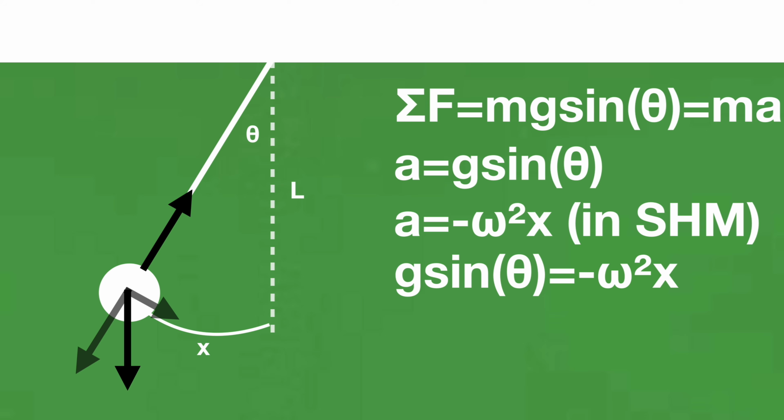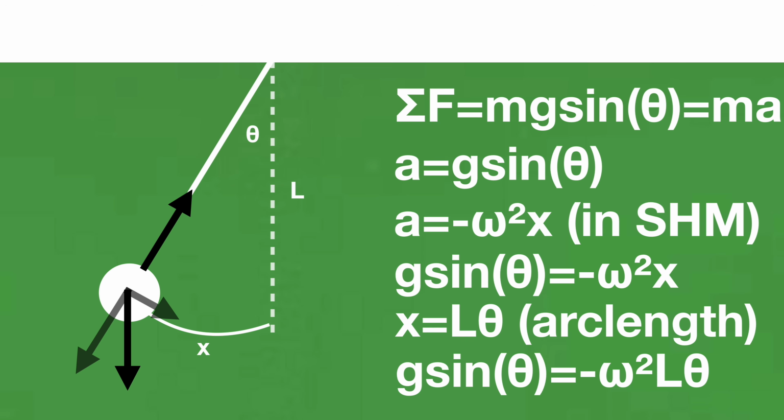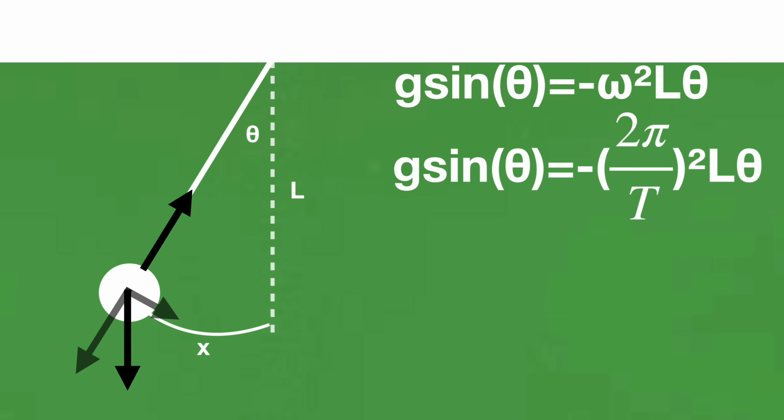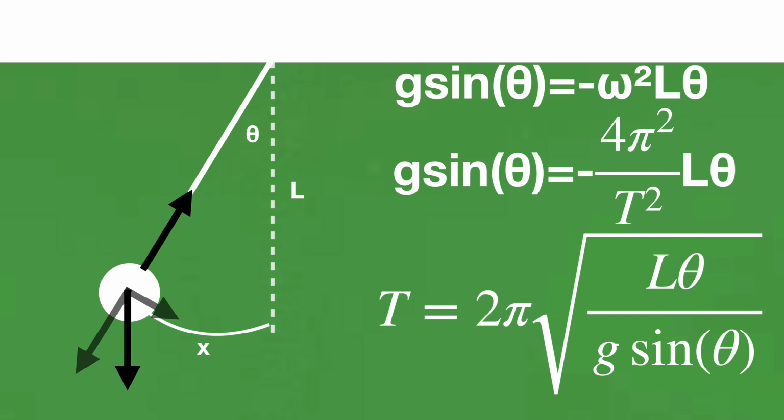x is the arc length of the circle, which is the radius of the circle times the angle in radians. The radius is just equal to the length of the pendulum, so we can substitute that in. We can then rewrite omega as 2 pi over T, which is the definition of angular frequency, expand the brackets, and rearrange for T. We're now almost there, but are left with this odd theta over sin theta that you don't see in the final formula.